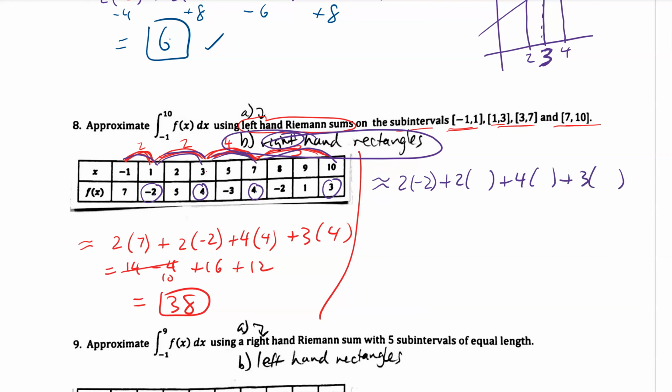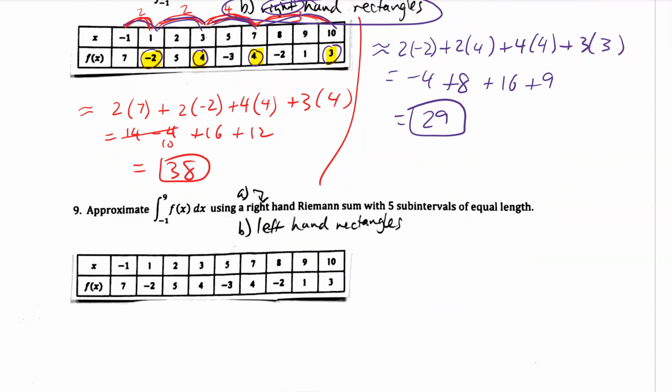And the somethings are the -2, the 4, these are the f of x values, remember? The 4 and the 3. We're just talking about these guys right here. All right, and we just go work that out. So that's -4 plus 8 plus 16 plus 9. Let's see, that's 24. 33 minus 4 looks like 29 square units. All right, that's it for number 8.